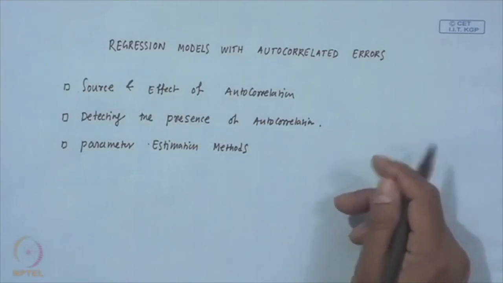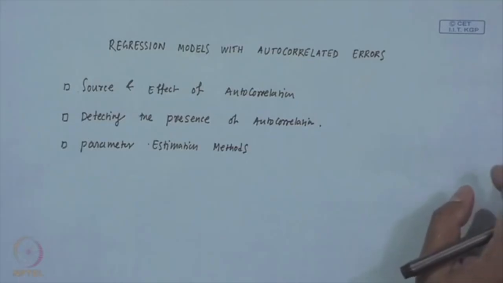Okay, so let me give the idea on what is the objective of this module. Given a set of data, say xi, yi, while fitting a simple linear regression model, say y equal to beta naught plus beta 1 x plus epsilon, we make several assumptions on the error term. We assume that expectation of epsilon is equal to 0, variance of epsilon is equal to sigma square. We assume that the errors are uncorrelated. And also we make a normality assumption on the error for the testing of hypothesis and for confidence intervals of the parameters.